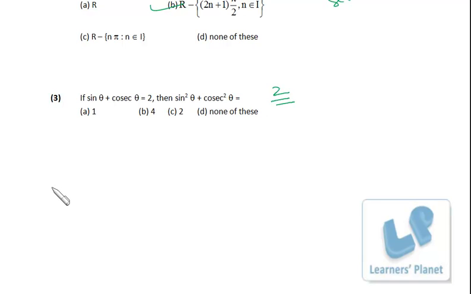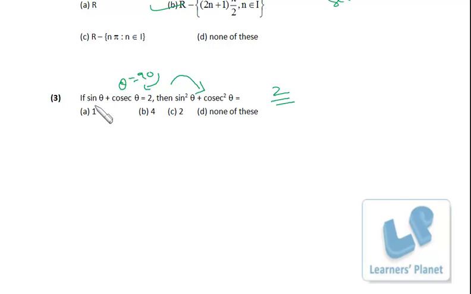So no need to go for much paperwork. This is one very simple method. You can assume the value of theta is 90 degrees, because if theta is 90 degrees, sin 90 plus cosec 90 is 2. If it is satisfied over here, then you can use the same value of theta, 90 degrees, over here to get the correct answer.